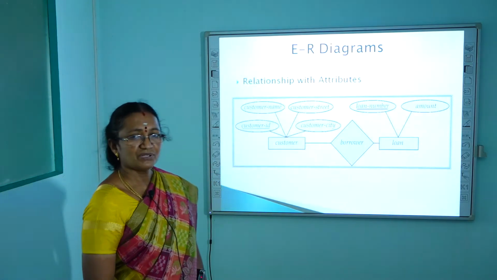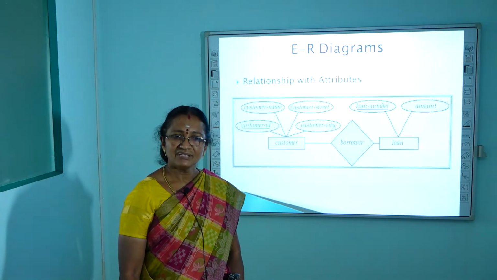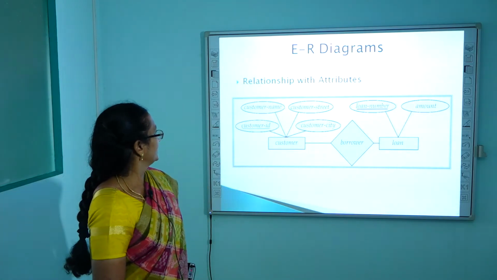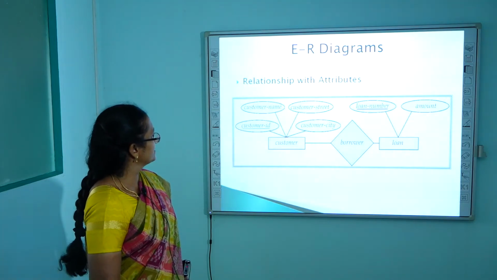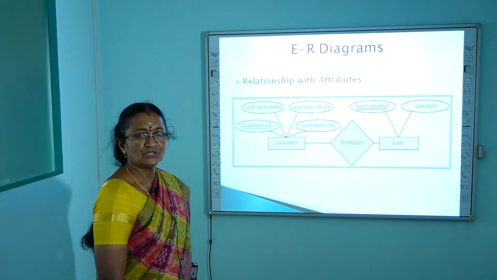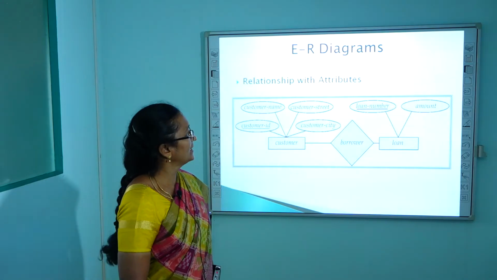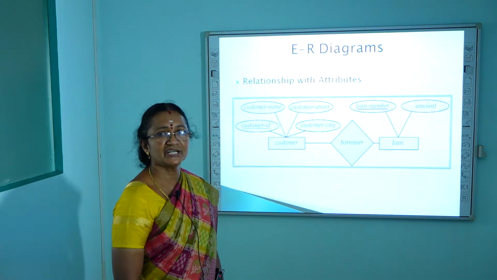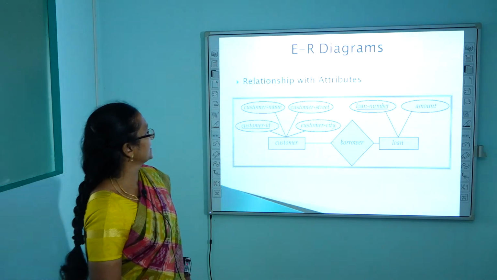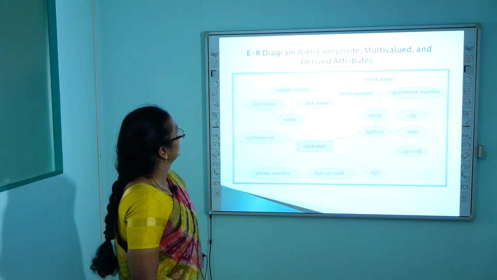This is an example of an ER diagram with customer and loan. They have the relationship of borrower. Here the customer entity has the attributes customer ID, customer name, customer street, and customer city. Here customer ID is the unique key, the primary key. At the same time, the loan entity has the attributes loan number and amount. Here the loan number is the unique identification. These two entities have the relationship borrower. Okay, this is an example of an ER diagram.